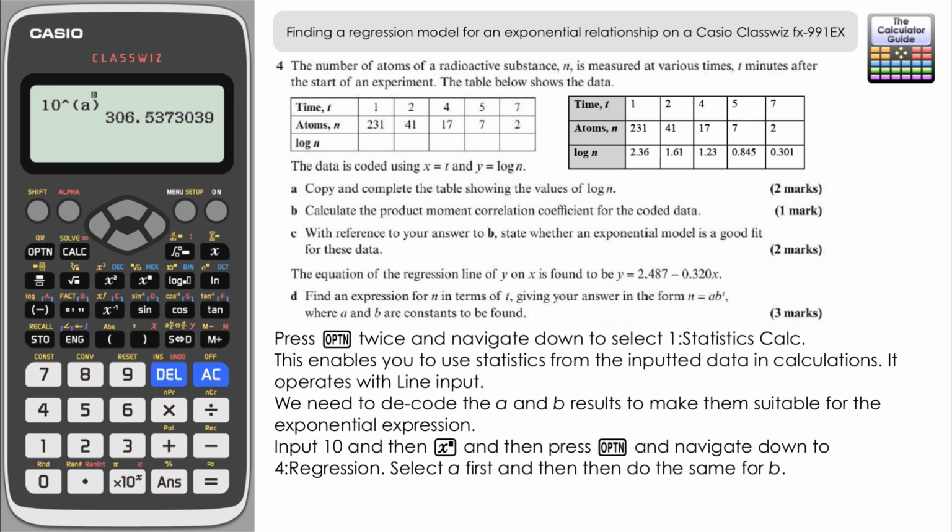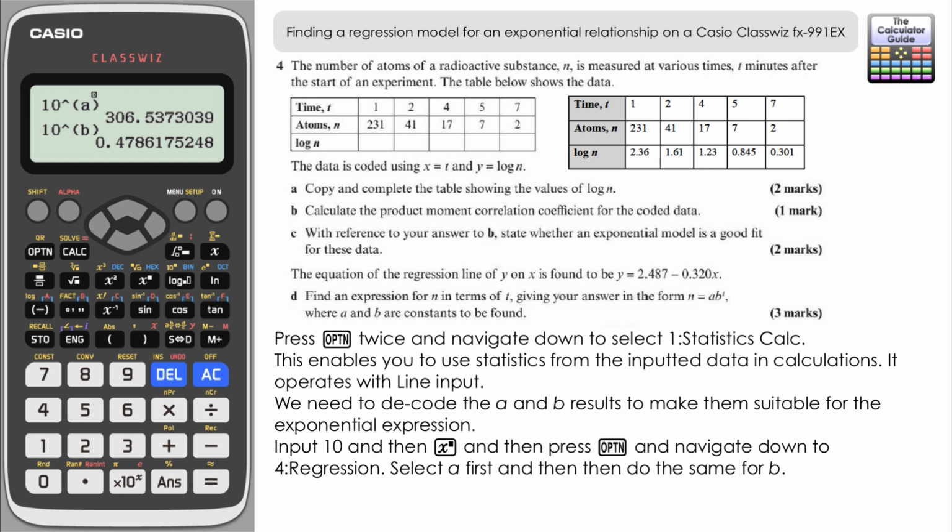Let's decode B then. So we want to do the inverse of log to base 10. So once again, it's 10 to the power of, and then we want to Option down to for Regression, and then we want to choose B. And again, you can just input the values from the regression line given if you prefer. Press equals, and here we have a result. And once again, the answers are to three significant figures, 0.479 to three significant figures. And so we're happy that that's B.